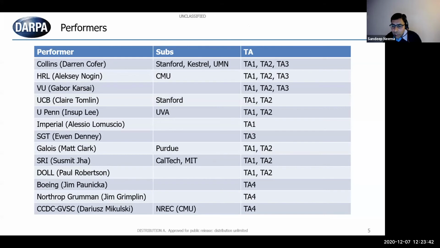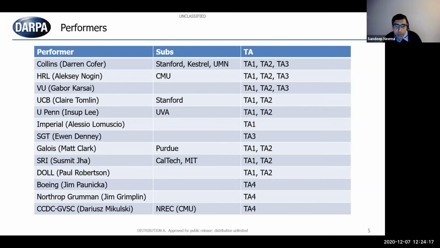Let me now just give a shout out to our performer community in the program. We've been fortunate to be able to attract some of the best and brightest working in this space with us. And these are listed by the technical areas, but they contribute to all the areas in some ways. The Collins team that's led by Darren Coffer, and we have a very good group at Stanford, Clark Barrett, Michael Kokendorfer, and Marco Pramon working with us.